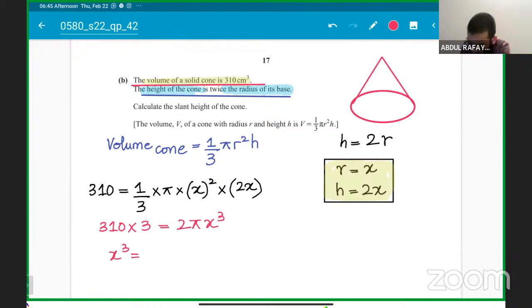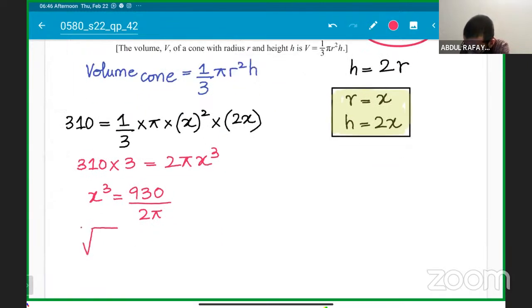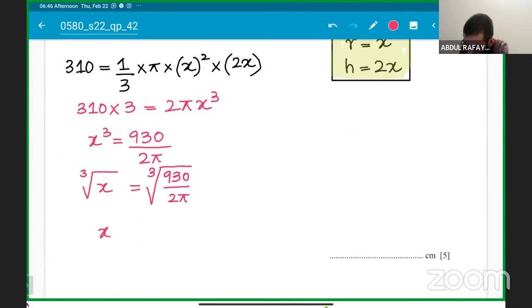x cube equals 3 times 310, 930, divided by 2 pi. Put the cube root one time only. Don't put it in the calculator again and again. So here we'll get the x value, that is the cube root of 930 divided by 2 times pi. I'm getting it as 5.28 something.